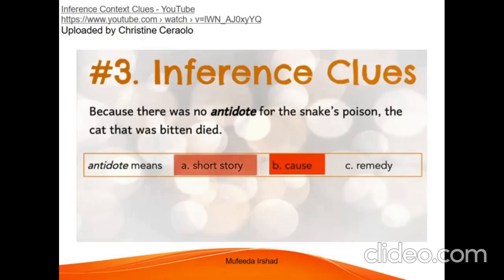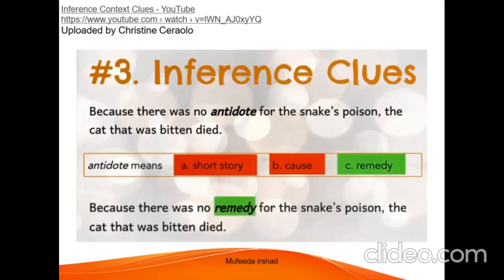A short story. Well, I'm confusing antidote with anecdote, which is a short story, so they're trying to trick me there. I'm going to have to go with remedy. And the remedy is like a fix or a cure to stop something. Because there was no remedy for the snake's poison, the cat that was bitten died. That makes the most sense.